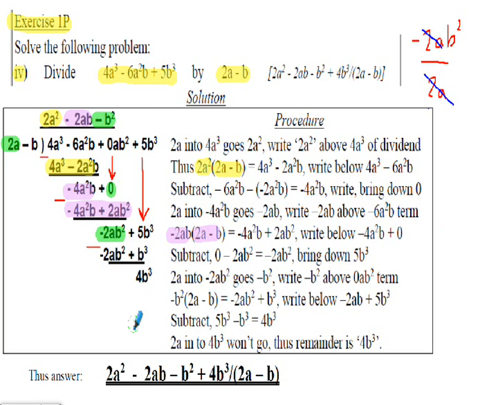Subtracting the terms, negative 2ab squared minus the negative 2ab squared becomes 0. And positive 5b cubed minus a 1b cubed, don't forget we have a 1 here, becomes 4b cubed. We cannot divide 2a into 4b cubed, so the remainder is 4b cubed in this case. So dividing 4a cubed minus 6a squared b plus 5b cubed by 2a minus b, the answer is 2a squared minus 2ab minus b squared plus our remainder of 4b cubed divided by the divisor of 2a minus b.